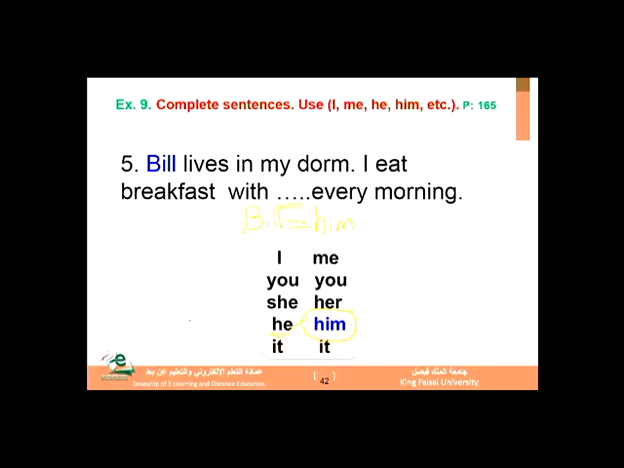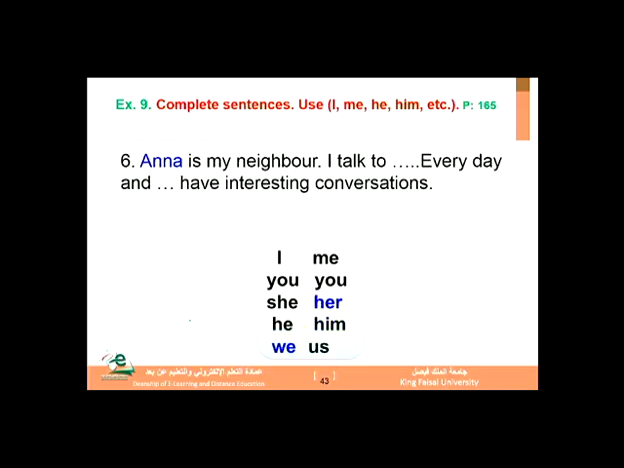Green. Okay, so let's see. Anna is my neighbor. I talk to Anna. I talk to her every day and have interesting conversation. So it seems that we are going to use a pronoun that expresses Anna. And this equals I talk to her, which is the object pronoun of she. And we have a space, then have interesting conversation.